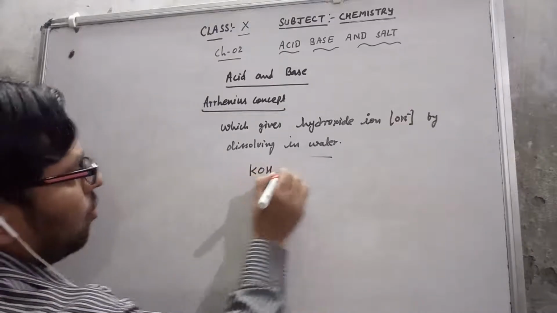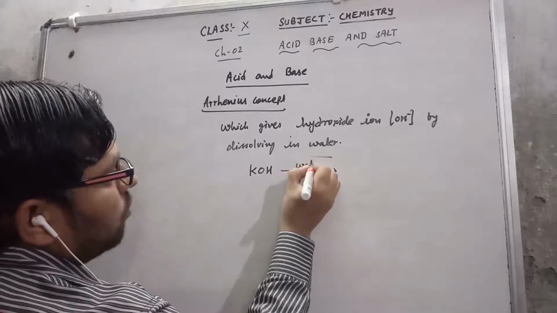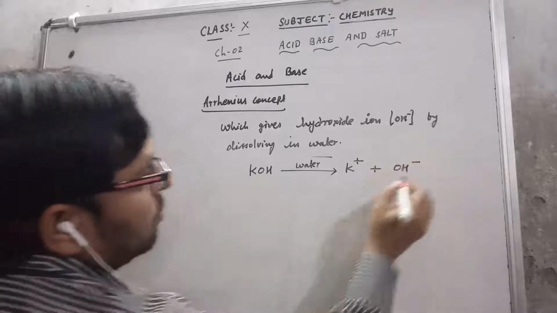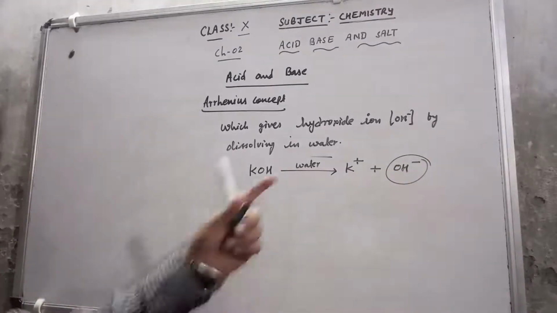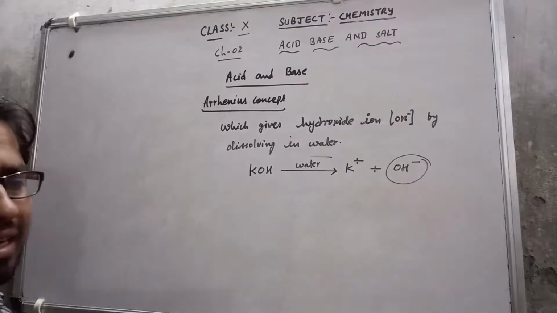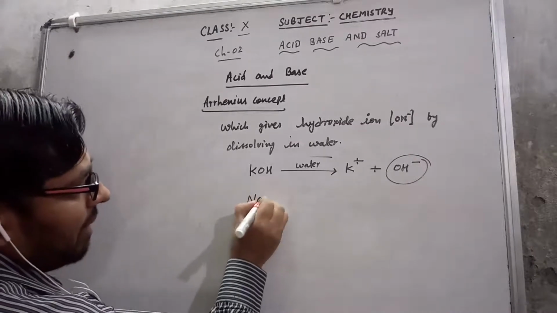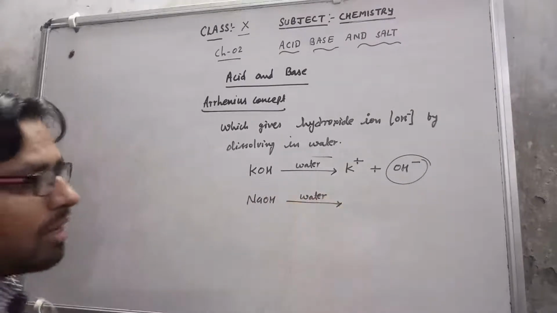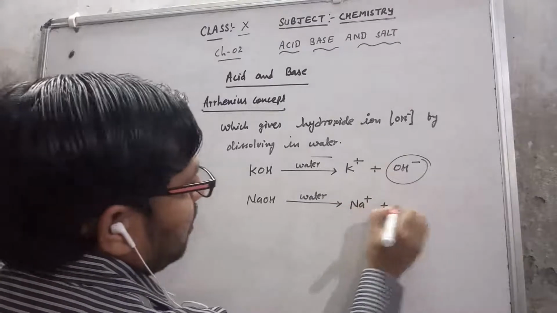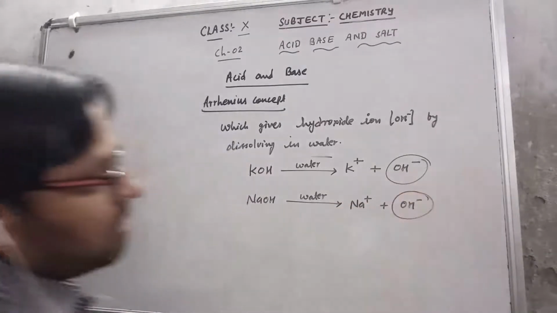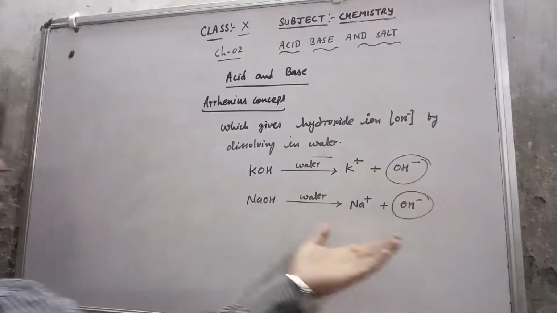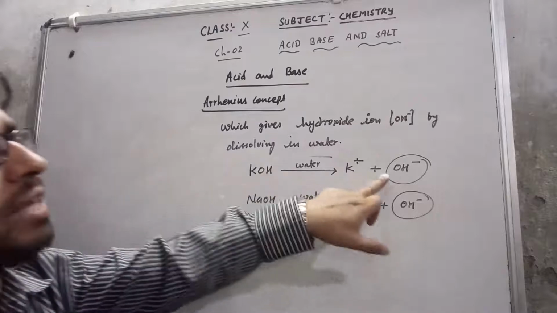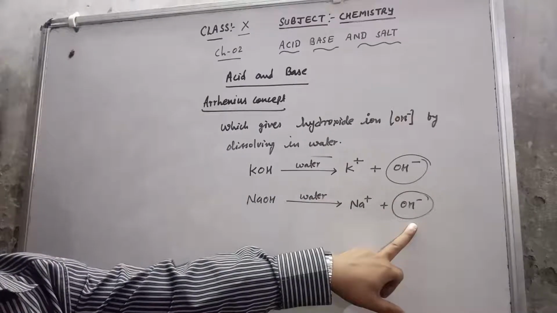Suppose I have KOH and I dissolve it in water, so this gives us K positive and OH negative. So that is giving the hydroxide ion by dissolving in water. So we can say that it is basic in nature. Same, suppose I have NaOH. This is sodium hydroxide, and when I dissolve it in water, it gives us Na positive and OH negative. So again it gives us the hydroxide ion, so we can say that it is also basic in nature. Very simple: any substance which gives us hydroxide ion by dissolving in water is called a base.